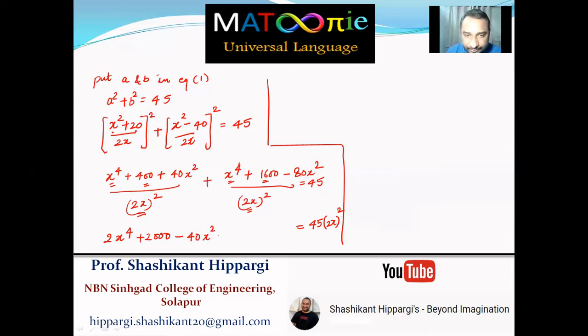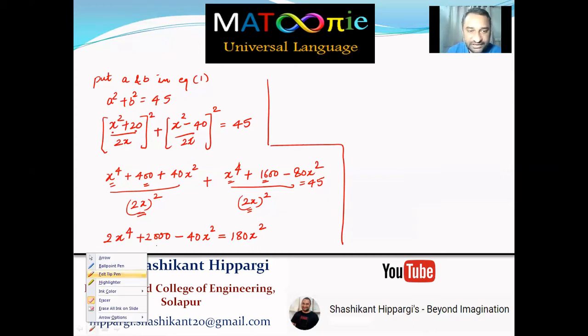I'll just write it here. 45 into 4 actually, because 2 square is there. 45 into 4: 45 into 2 is 90, and double of 90 is 180. So I can say that this is 180 x square. I'll just remove it from this side so that it does not create a confusion that this is somewhere in the RHS.